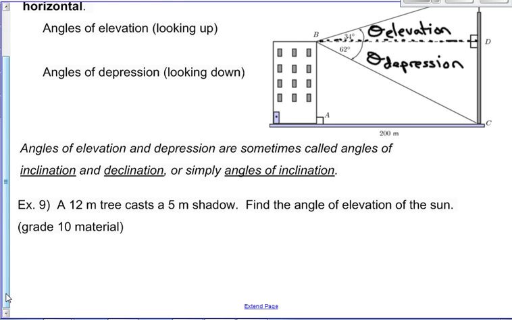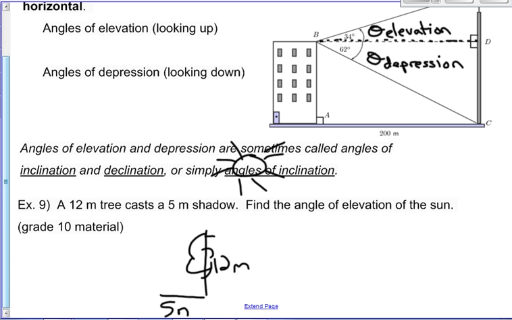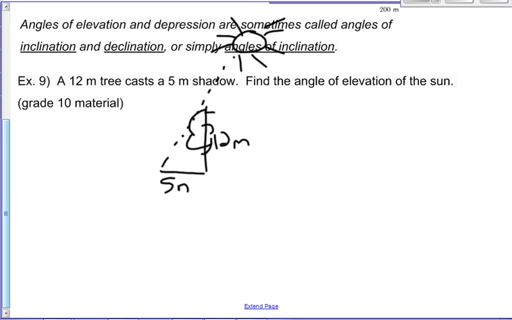So just as a quick throwback to grade 10, we've got a 12-meter tree that casts a 5-meter shadow. All right, here's our tree. My artistic skills are not very good. It's 12 meters tall. It casts a 5-meter shadow. Find the angle of the elevation of the sun. So somewhere up here, there's the sun. Okay, and it's casting that shadow. The question is, where do we put that angle of elevation?